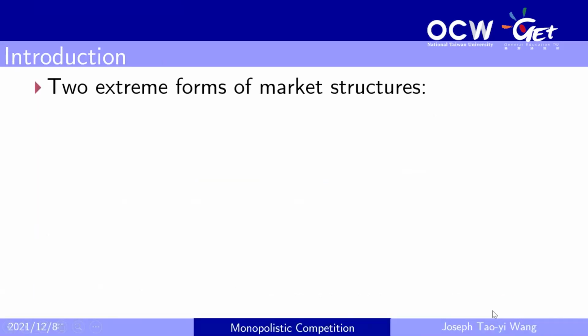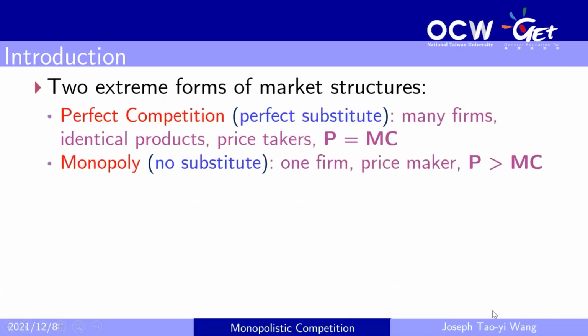Okay, so we've seen already two extreme forms of market structure. One is perfect competition, where you have perfect substitutes. So many firms selling identical products, so all the firms are price takers, so you price at marginal cost. The other extreme is a monopoly, where there's no substitute. So there's only one firm. This is not a price taker, this is a price maker that can set the price, and it will price above marginal cost. So there you have this markup.